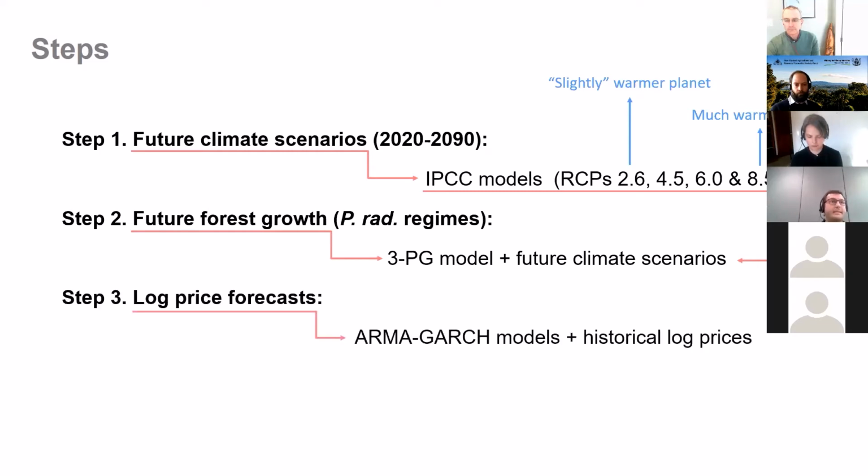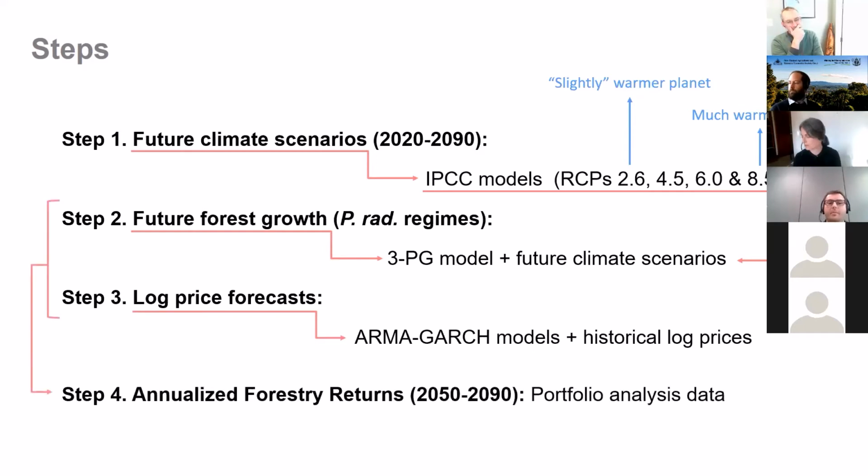In a third step, we created forecasts for log prices, and we did that simply by applying ARMA-GARCH models, standard models for time series analysis, based on historical log prices. And then finally, we combined the information that we have simulated to compute the annualized forestry returns. We're focused on the period of 2050 to 2090, and ultimately, this is the data that we used for our portfolio analysis.